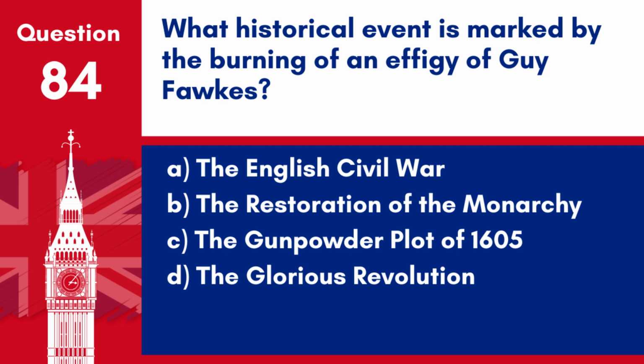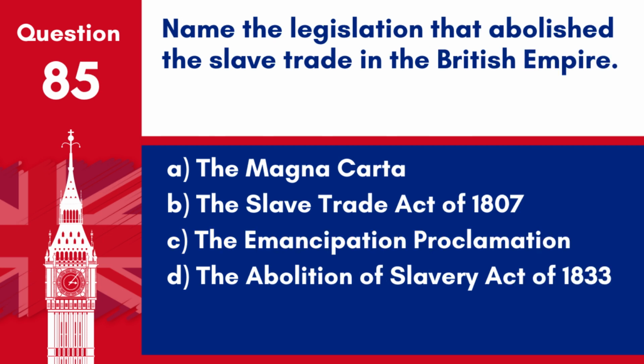Answer C. The Gunpowder Plot of 1605. The burning of an effigy of Guy Fawkes commemorates the Gunpowder Plot, an attempt to blow up the Houses of Parliament. Question 85. Name the legislation that abolished the slave trade in the British Empire.